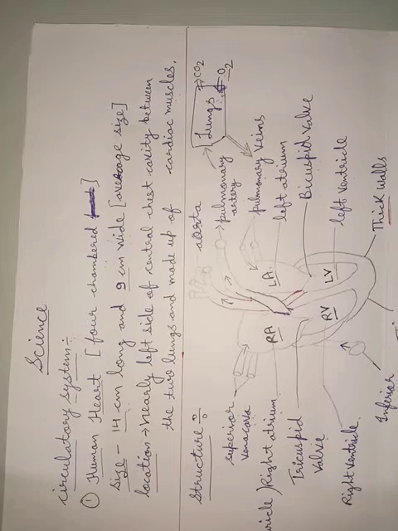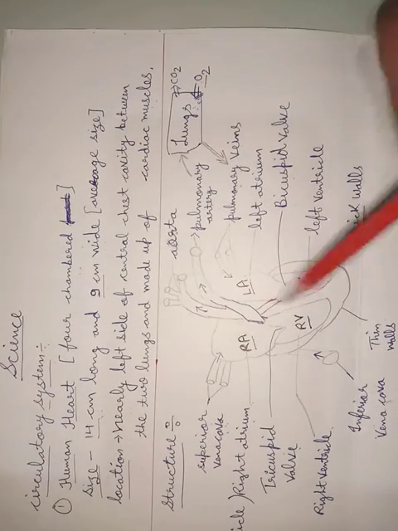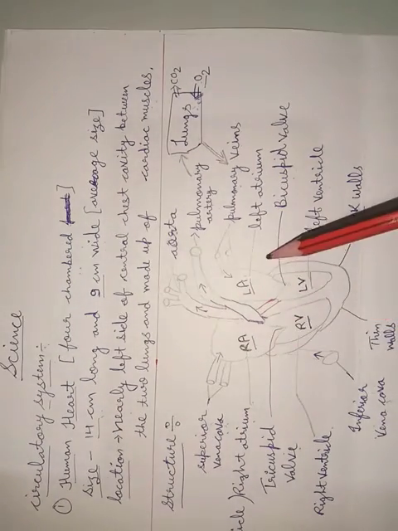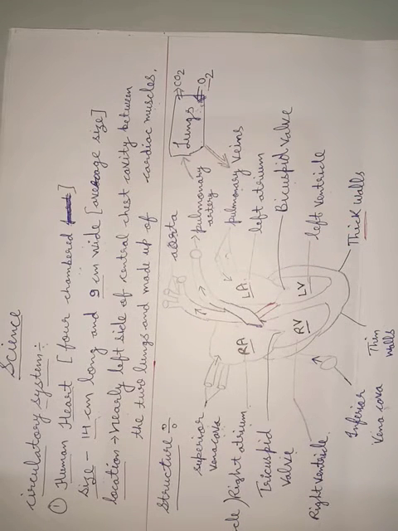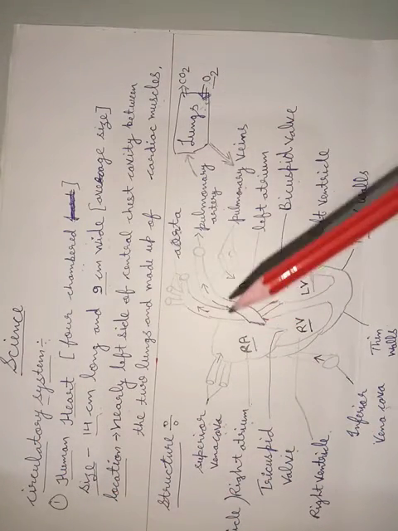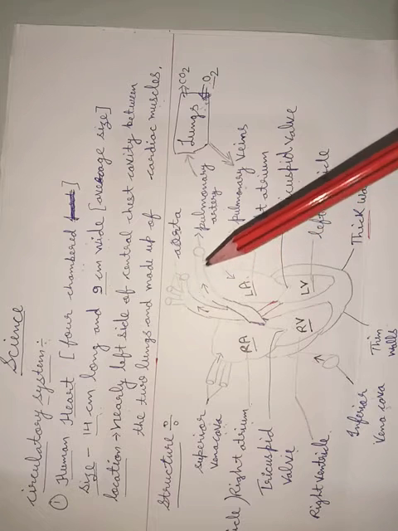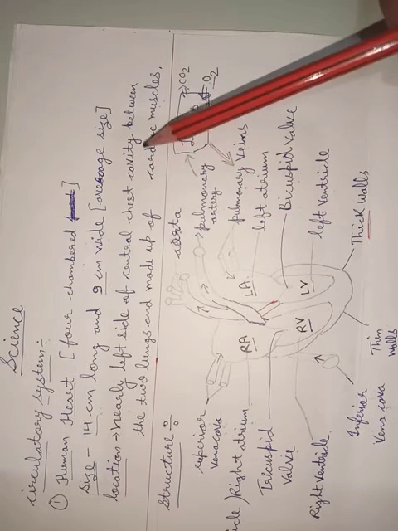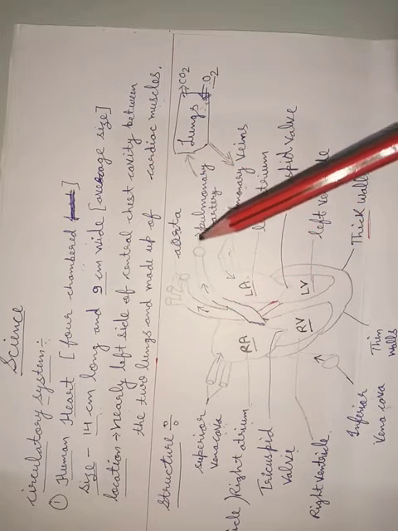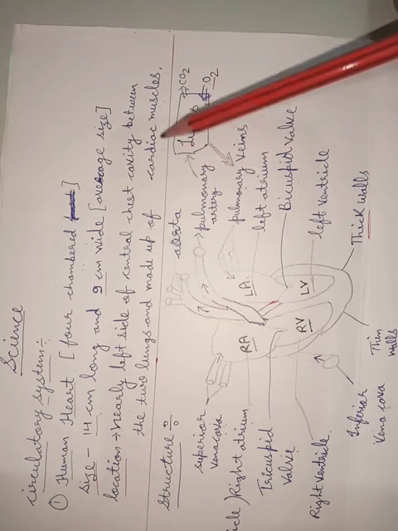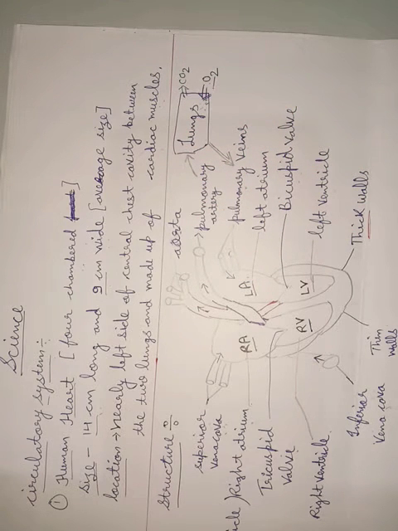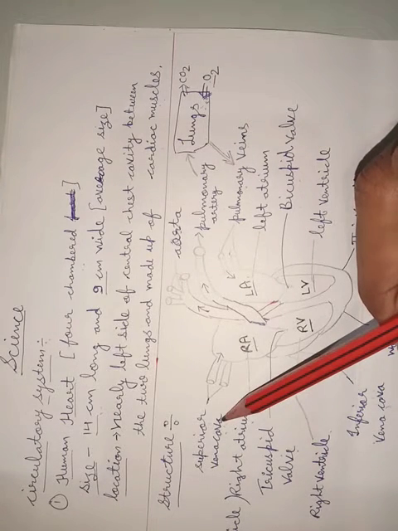Now the size of the human heart is 14 centimeters long and 9 centimeters wide. We can say the human heart is the shape of a closed fist, approximately equal to the size of the human heart. The location of the human heart is nearly on the left side of the central chest cavity between the two lungs, and it is made up of cardiac muscles. Now the structure. First one is the superior vena cava.